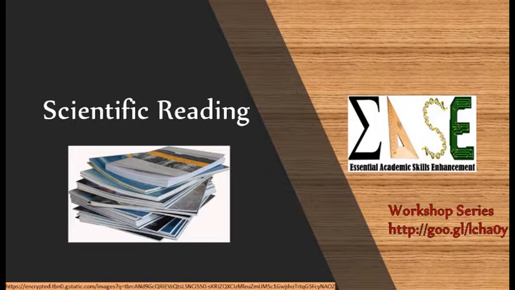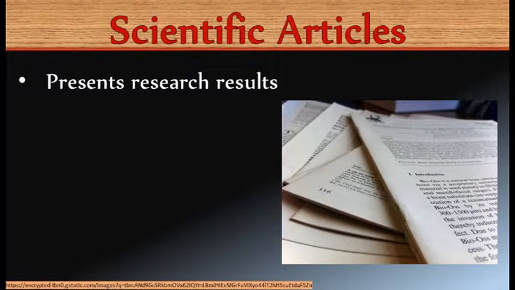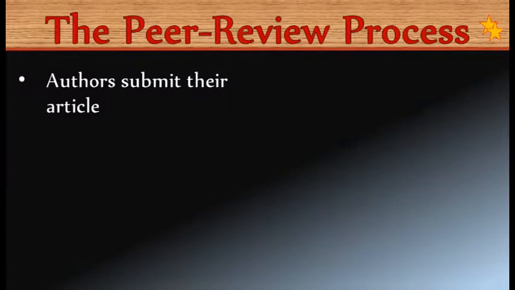Before we can get too far on scientific reading, we need to first establish what a scientific article is. It presents research results either firsthand or in a review format. Scientific articles are written by scholars or researchers, and they are aimed at an academic readership, meaning it is technically written and must go through the peer review process. Here is the basic peer review process.